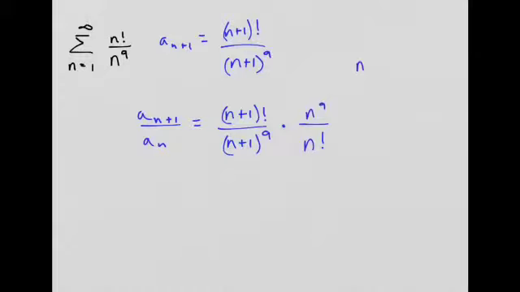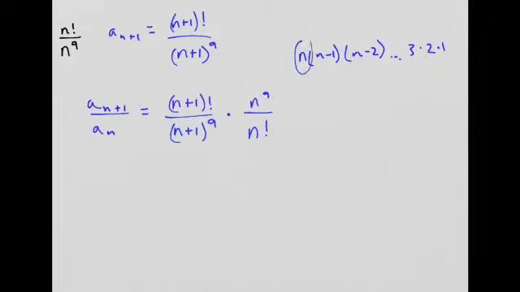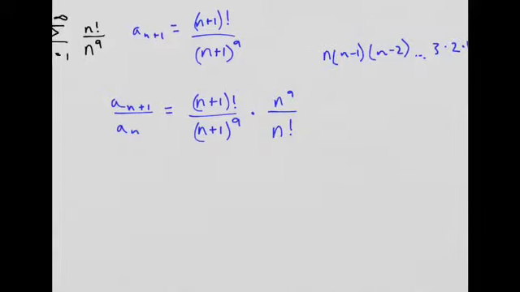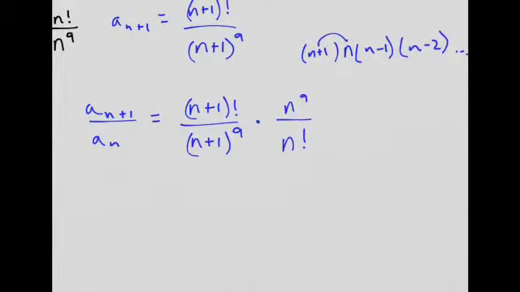n factorial, that's just n times n minus 1 times n minus 2 all the way down to 1, right? Well, let's say 3 times 2 times 1. You're just taking 1 away, getting lower and lower, right? Hopefully that makes sense. Well, n plus 1 factorial is just the same thing with an n plus 1, then take away 1, and then take away 1, and more, and more.